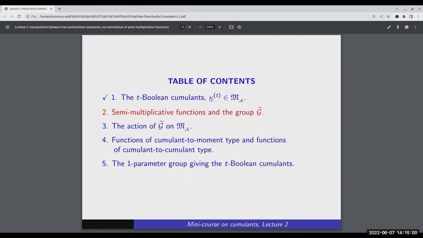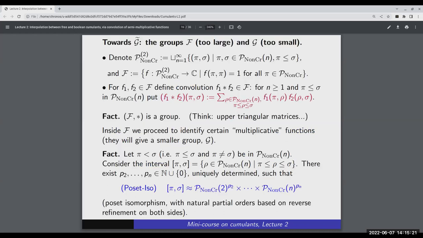Where I start looking at this group G tilde. So what's this group G tilde? In order to introduce this group and also to explain why the functions in there are called semi-multiplicative, I'd better also say what it means to be multiplicative. I'll have to go to the convolution. This is a framework introduced by Rota originally, convolution in a lattice.